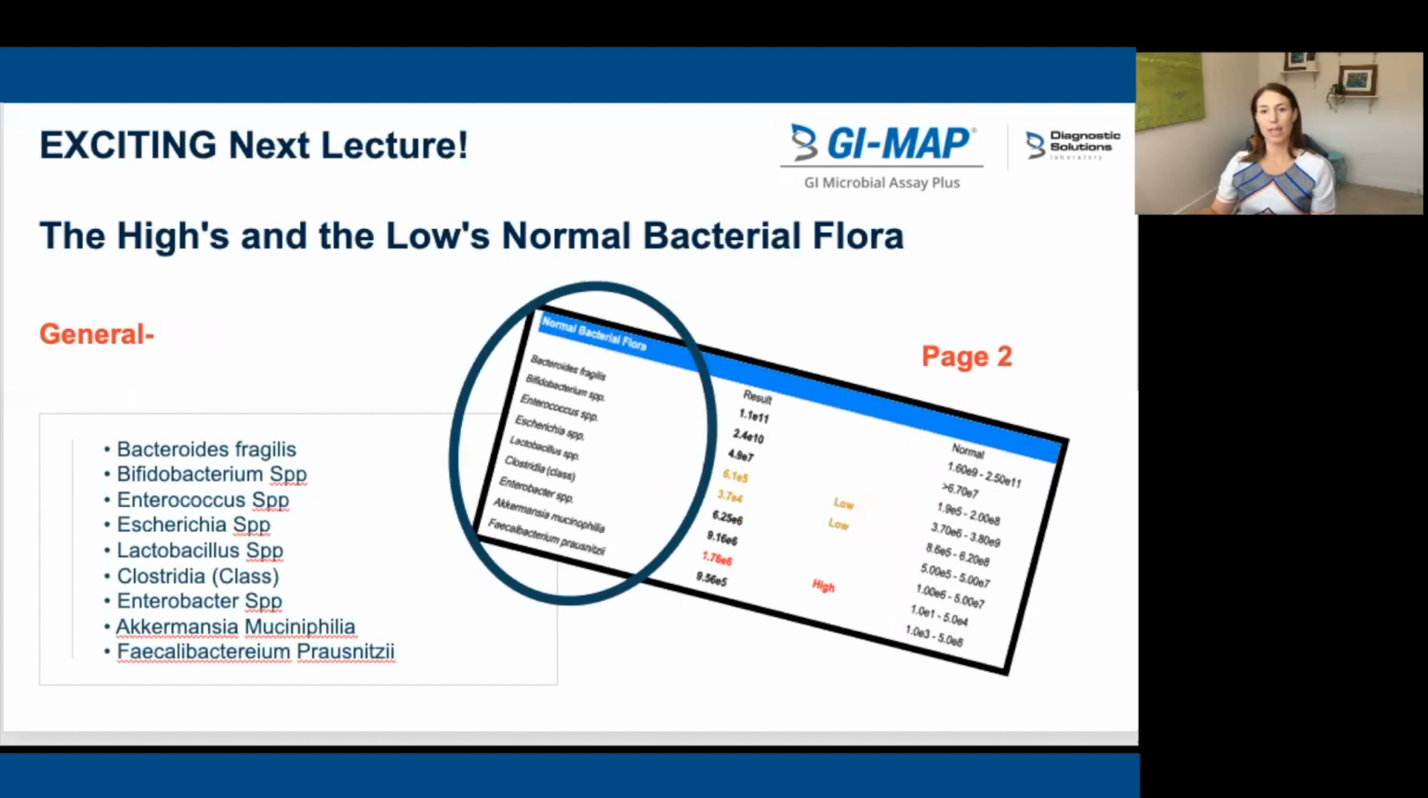The next lecture, we're going to go over all of the normal bacterial flora on page 2, going through each species, showing you what it means when these are high or low, and some treatment considerations. I think this is really important. A lot of practitioners get a little stumbled here because we're so used to wanting to see below detectable limit on all the other areas of the test, because we're looking at pathogens and dysbiotic bacteria. But for the normal bacterial flora, highs and lows mean different things. And of course, we don't want to see any of our normal bacterial flora below detectable limit.